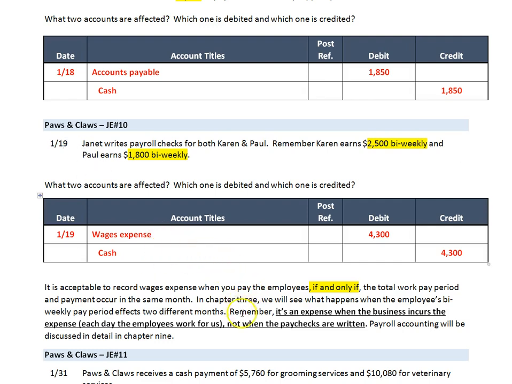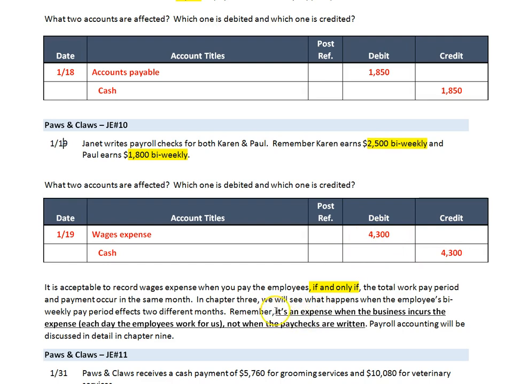We're going to see in Chapter 3 what happens whenever it crosses over a month. On the next pay period, they're going to start on the 19th, and they're going to work for 2 weeks, which is going to cross over the month end. In that case, we're going to need to accrue for their wages. In this case, we didn't need to accrue for the wages because it all happened in January.